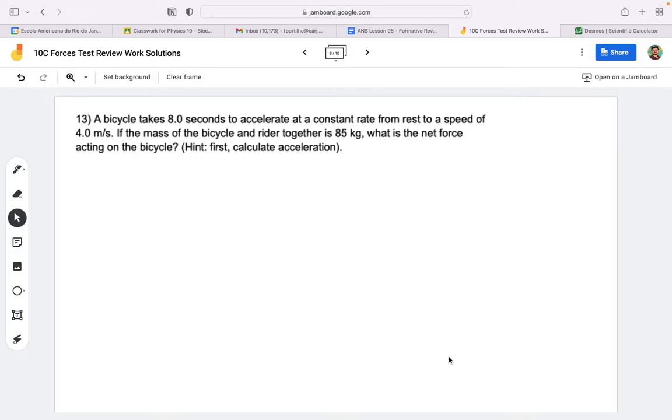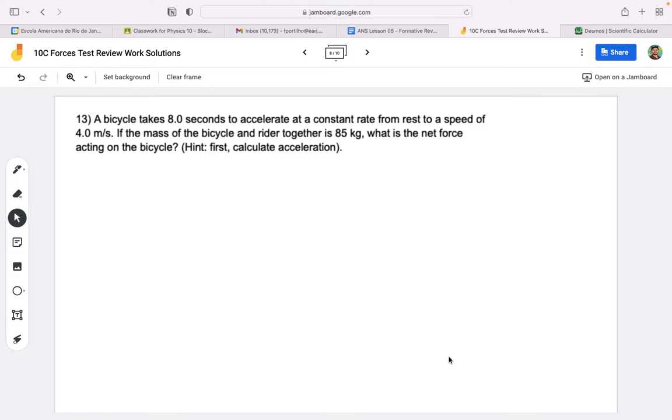A bicycle takes 8 seconds to accelerate at a constant rate from rest to a speed of 4 meters per second. If the mass of the bicycle and rider together is 85 kilograms, what is the net force acting on the bicycle? Hint: first, calculate acceleration.